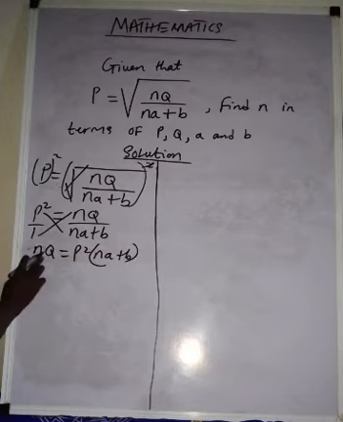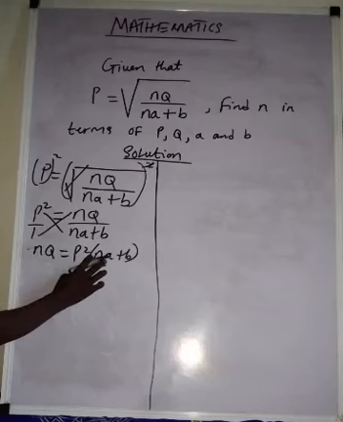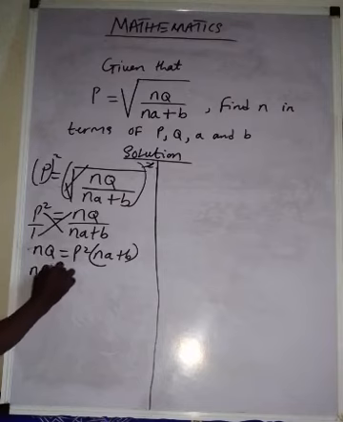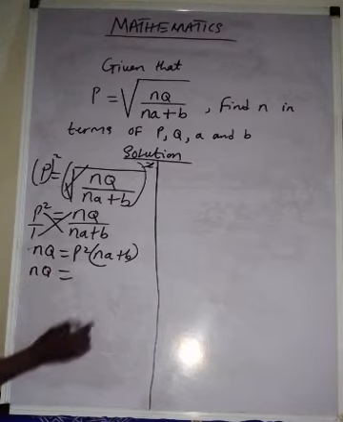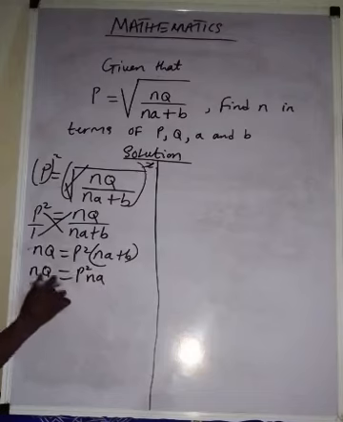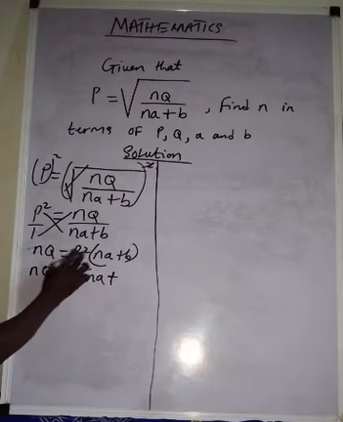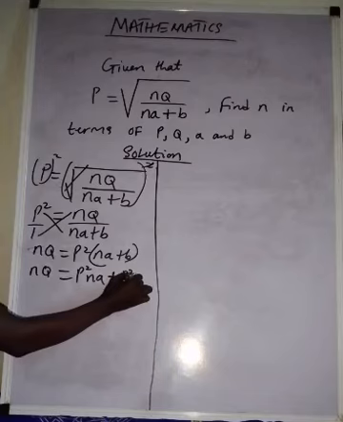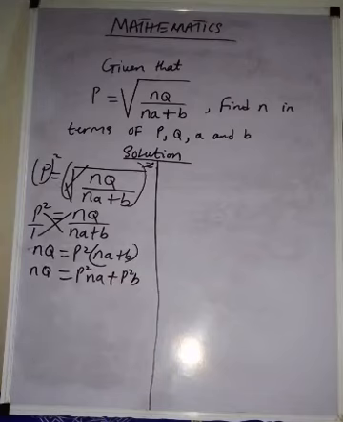Because we also have N in this other part, I'm going to open this bracket with P square. So we have NQ equal to, I'm using the P square to open this bracket, P square NA. It can also be written as NAP square, plus P square B. Now since we have N on both sides, I'm going to collect like terms.